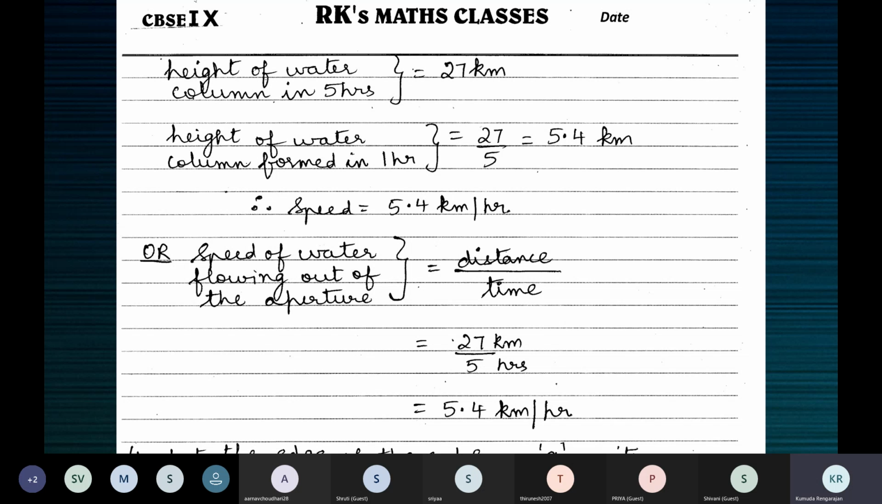See, if you say, I can cycle 10 kilometers in 1 hour, that is your speed. 10 kilometers per hour is your speed. So the height of the water column formed in 1 hour is 5.4 kilometers. So that means the speed is 5.4 kilometers per hour. Work whichever is comfortable for you, children. Use the formula or what I've done earlier.